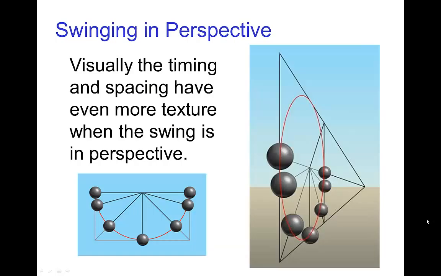Now, visually, this timing and spacing has even more texture when we see it in perspective. When we have the swinging motion coming towards the camera, the fact that there's a lot of texture near the apex is particularly noticeable.